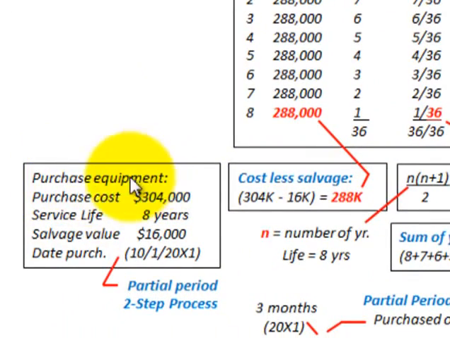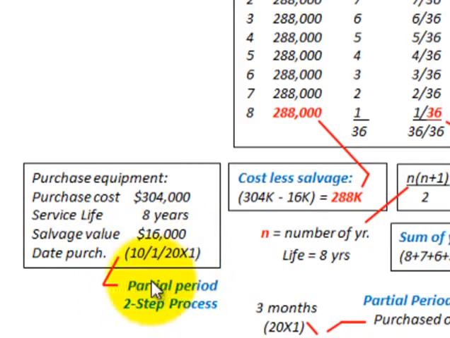We have a purchase of equipment. We have a purchase cost of $304,000, a service life of 8 years, and a salvage value of $16,000. That's at the end of the 8 years. And the date of purchase is October 1st of year 20x1.